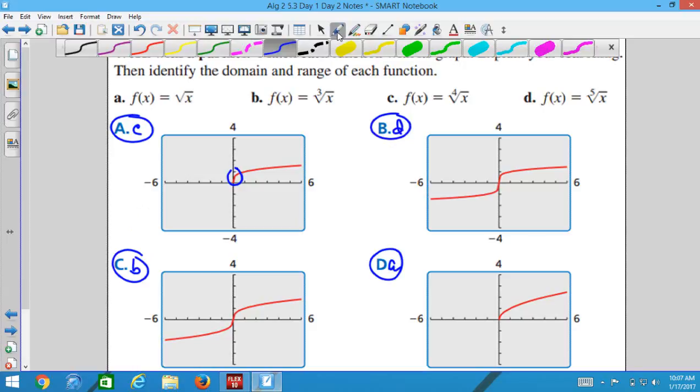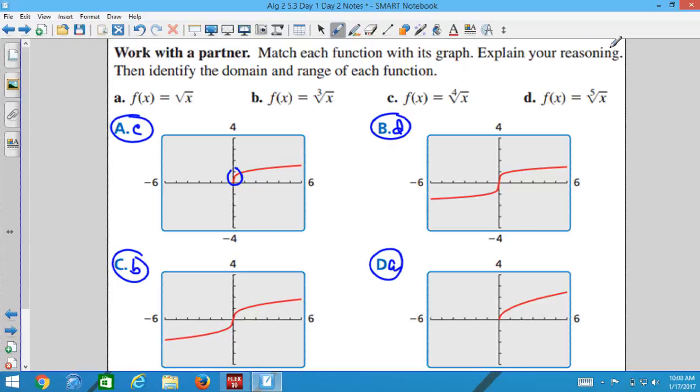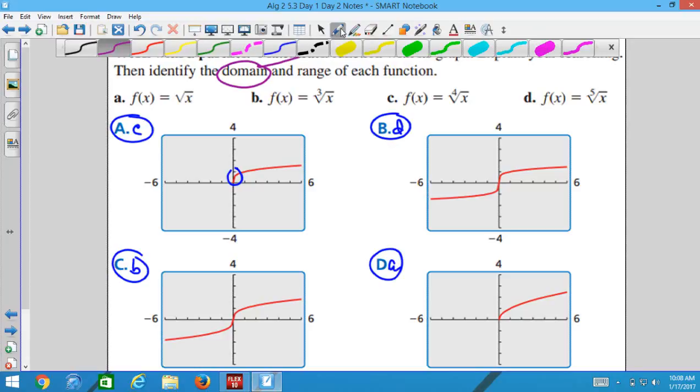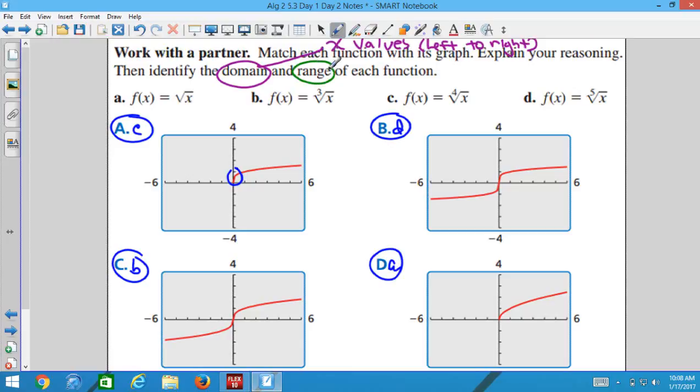So then I did not see a lot of domain and range written on your paper, so let's review how to find domain and range. It's pretty easy when the graph is there. Domain, that is the x values. That is the left to right. The x values, or the left to right. And then the range is what? It's the y values.